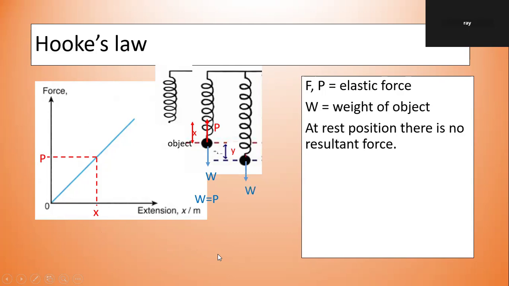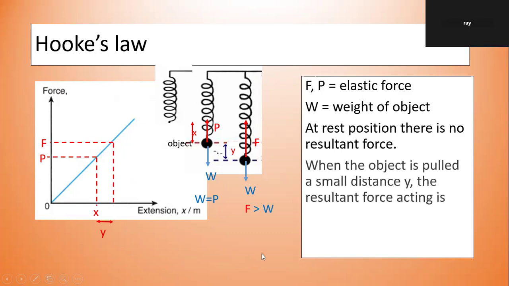Then we pull it further. The weight is still the same, but we have increased the elastic force of the spring, which is F. We can show it in the diagram there. Previously it was P, with extension x. Now your extension is y, which is greater than x. So that is your F. The force is increased, so your F is greater than your W.